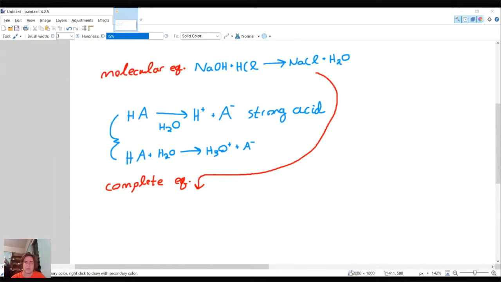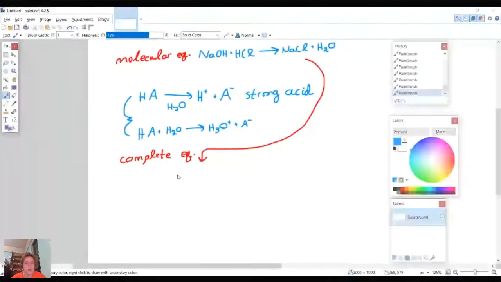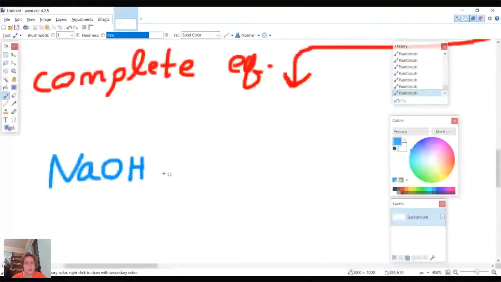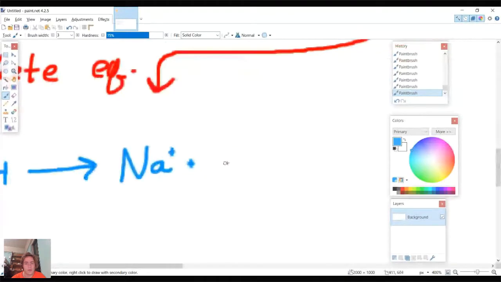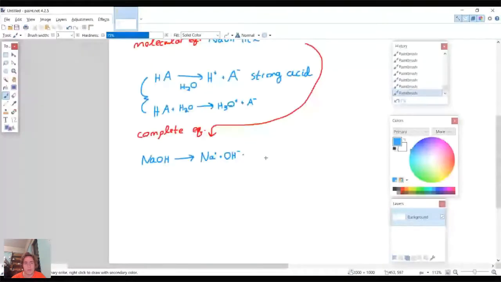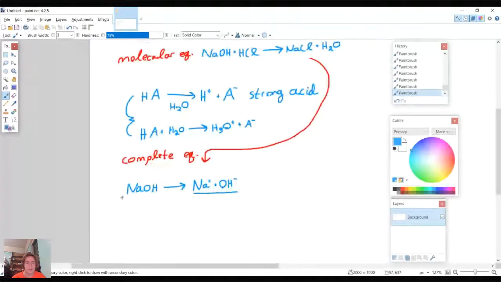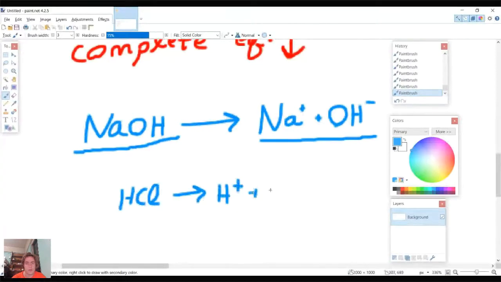I'll try and talk a little slower just for the case of the bad mic. So we have NaOH dissolving into its ions, Na plus plus OH minus. The whole idea with a complete equation is you could substitute almost algebraically this for this. And in the same case, we have HCl, which is probably the most famous strong acid, H plus plus Cl minus. We can substitute this in for this.